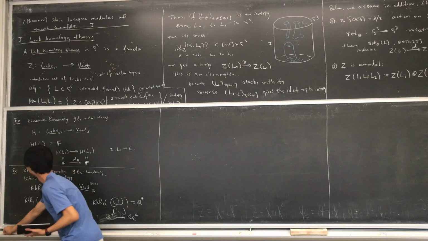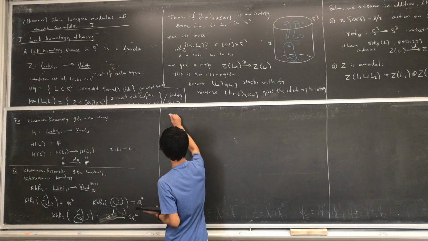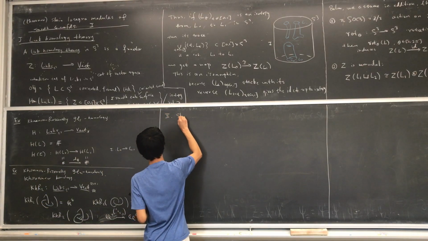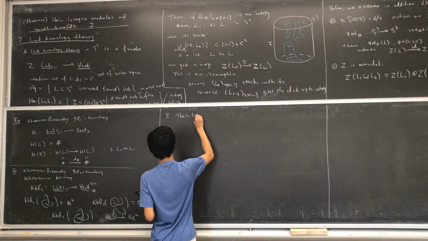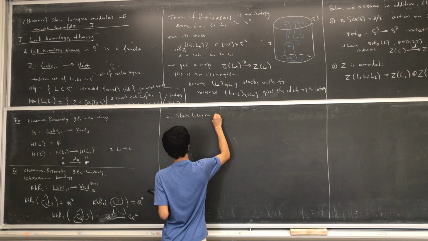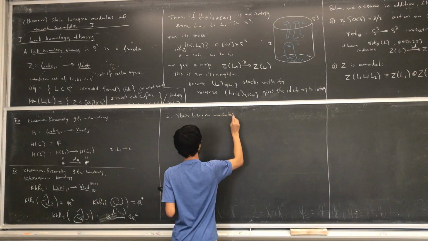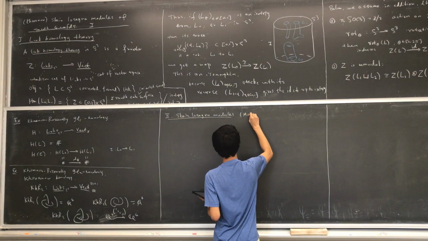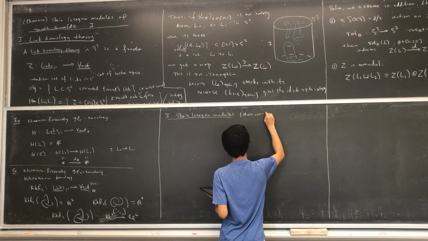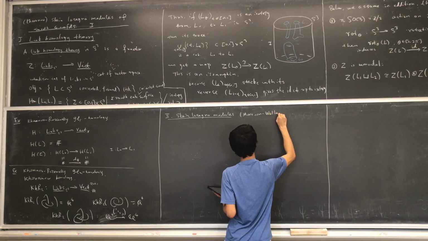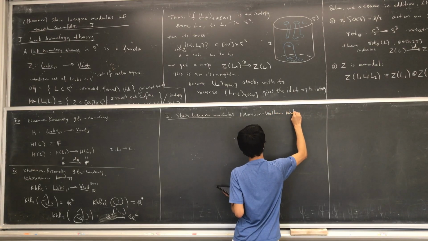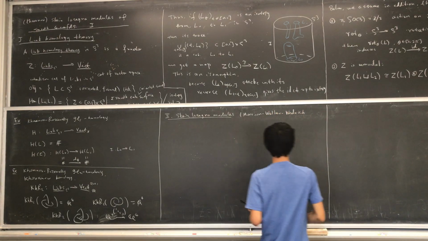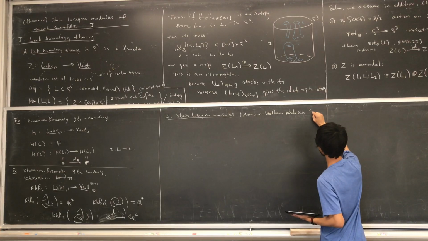Okay, now let's move to the second part, which is skein lasagna modules. Again, this construction is due to Morrison, Walker, and Wedrich, in 2019. I think the published version is 2022.